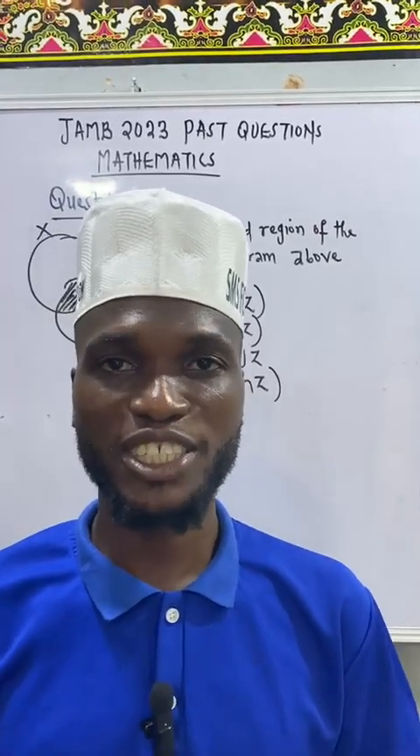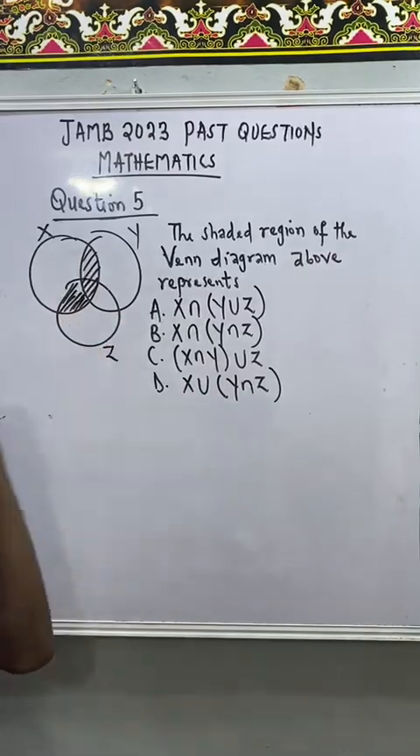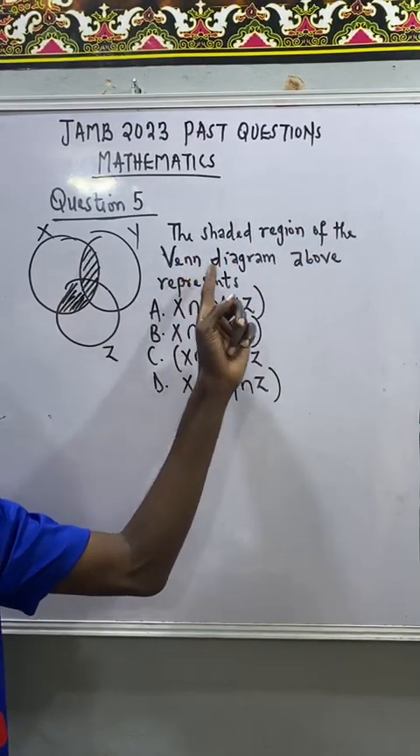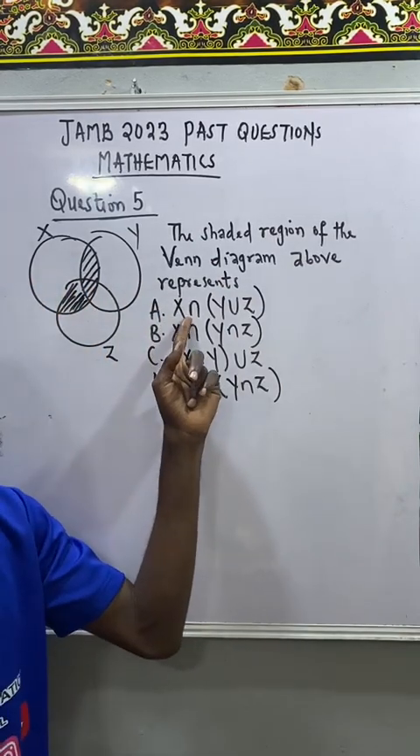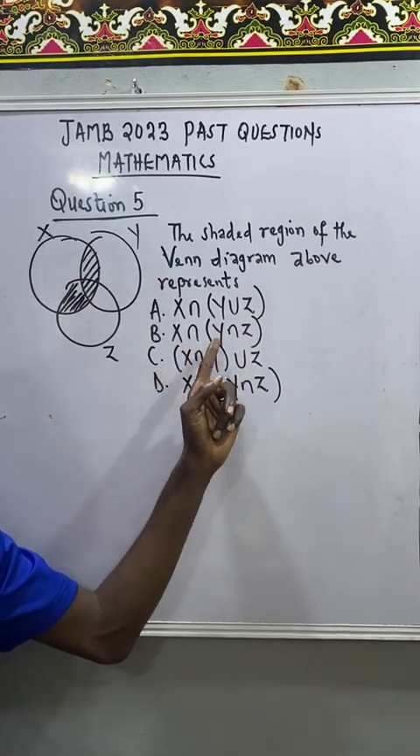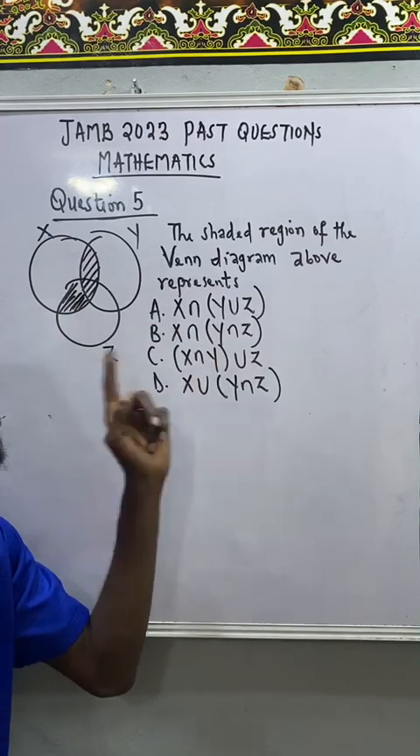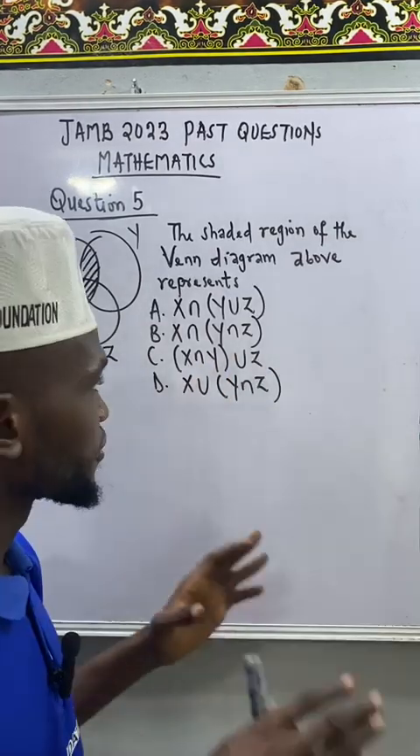Question 5, mathematics. The question gives us a Venn diagram and asks that the shaded region of the Venn diagram above represents dash. A, X intersection Y union Z. B, X intersection Y intersection Z. C, X intersection Y union Z. D, X union Y intersection Z.